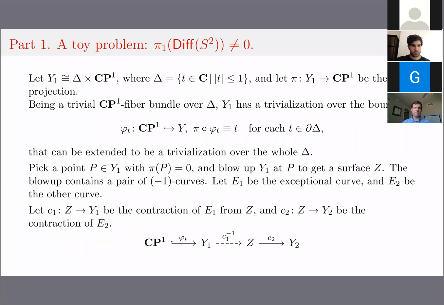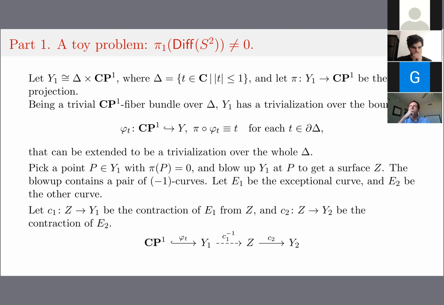So before we study algebraic surfaces, let's look at the simpler case. Let's look at the two-dimensional sphere, and we prove now partially a result of Smale about homotopies of the diffeomorphism group of S2. We will prove that the group is not simply connected. So let's consider a product of the unit complex disk and CP1. We call the product Y1. It is a trivial bundle over both CP1 and the disk, and I want to think about it as a bundle over the disk.